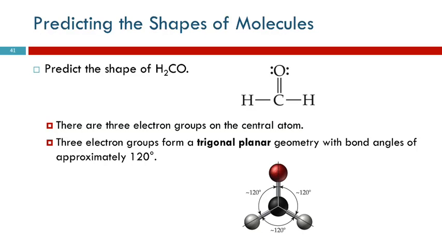Let's look at H2CO. Here is the Lewis structure for H2CO. So we have carbon in the center and 2 hydrogens bonded to it and 1 oxygen bonded to it. How many electron groups are on that central atom carbon? 3. There are 2 single bonds and 1 double bond. A double bond is 1 group of electrons, because these 4 electrons that are being shared between the oxygen and the carbon have to stay between the oxygen and the carbon. They can't get away from each other, right? So we talk about them as 1 group. So we have 3 groups.